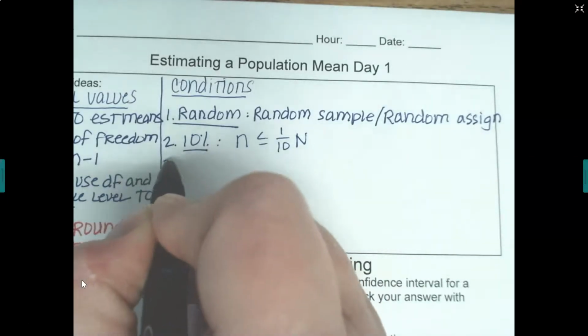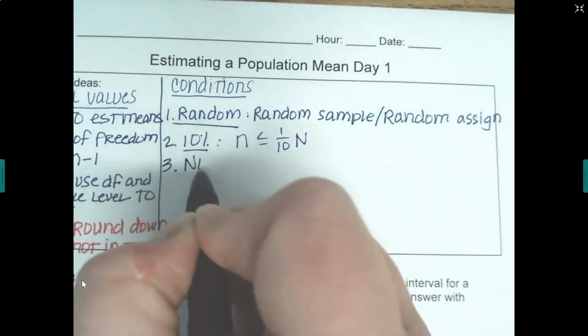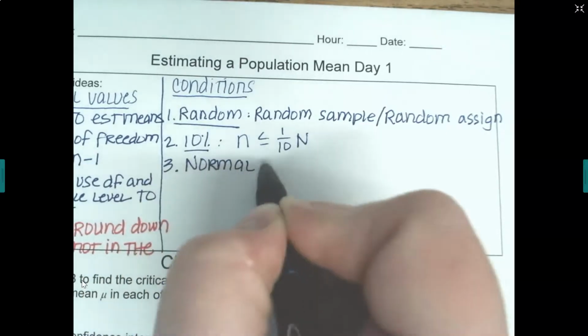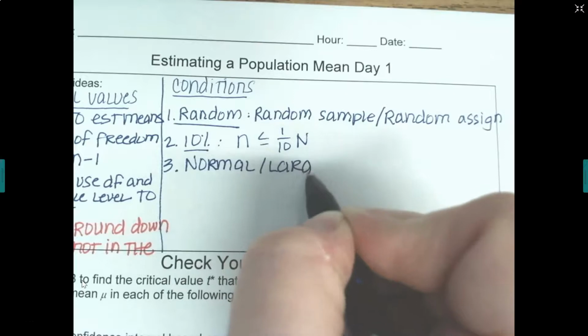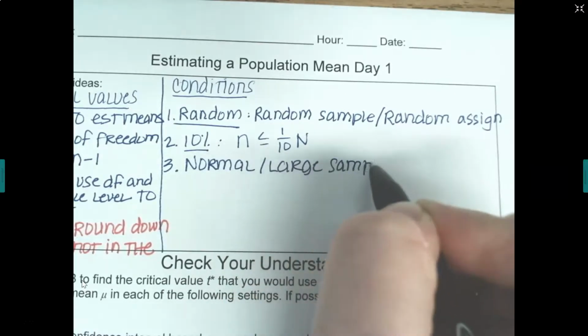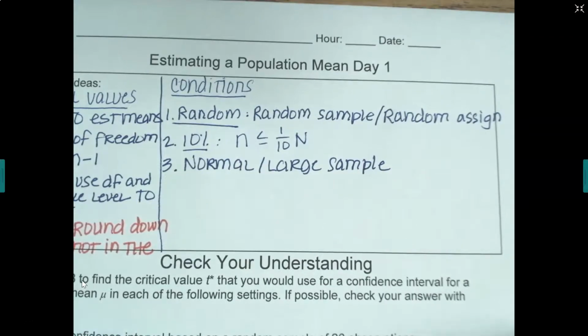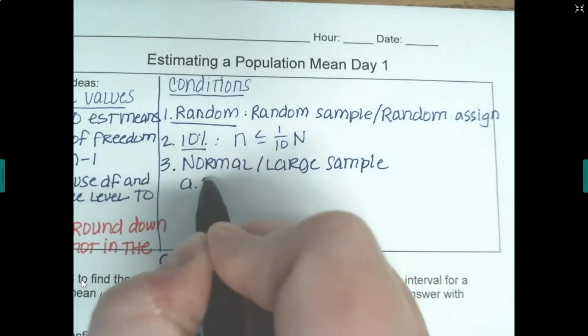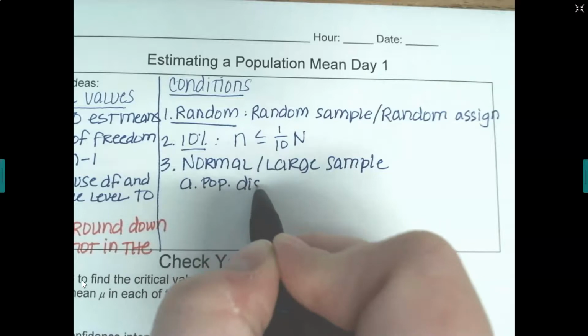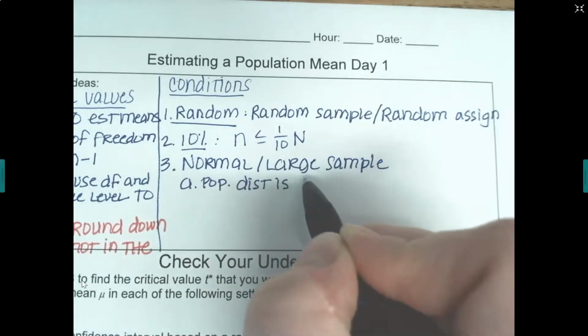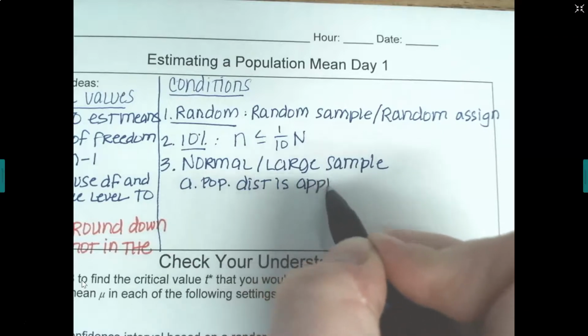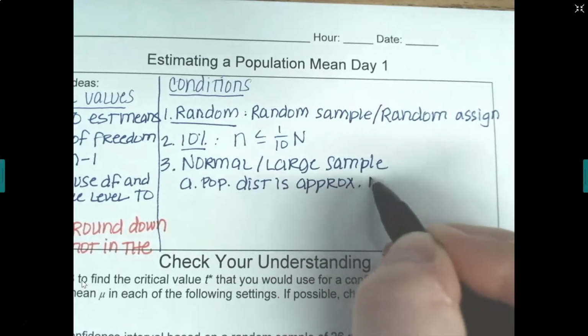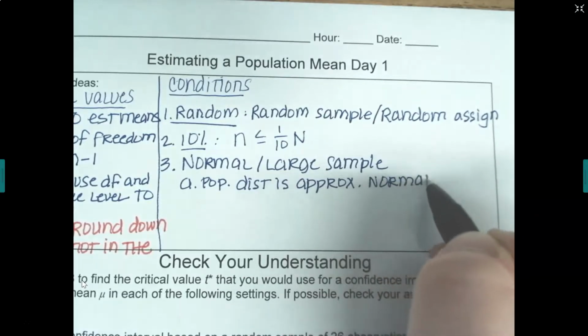Now our third one, we used normal or large sample here. So there's really 3 ways to check this condition. They range from very easy to, and hard is not the right word, but it takes a little bit more time. So our first way is the population distribution is approximately normal. This is the easiest way. If it says in the problem that the population is approximately normal, you're set. You say we're okay here.